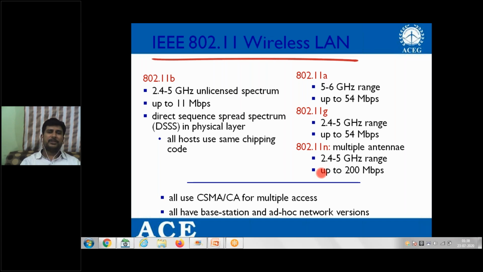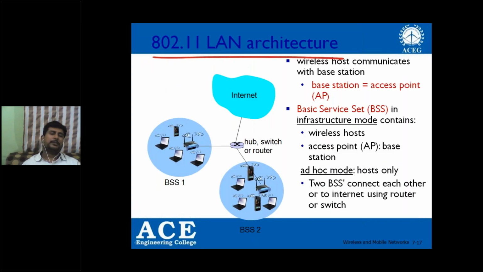And the latest version in 802.11 is 802.11n, which supports up to 200 Mbps of data rate. Okay. Right. Well, earlier we started our discussion of this particular topic with this particular diagram, right?